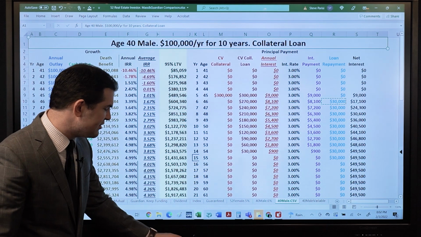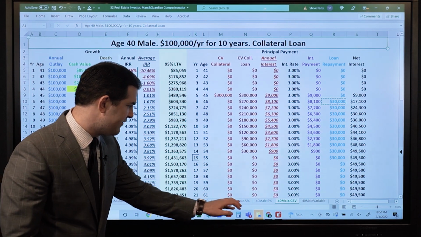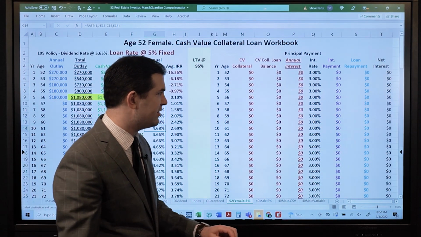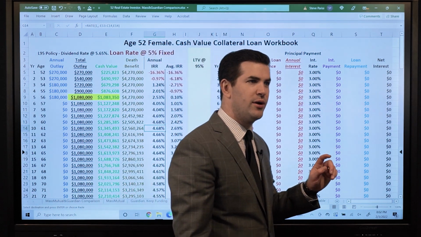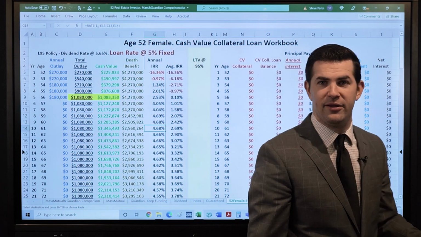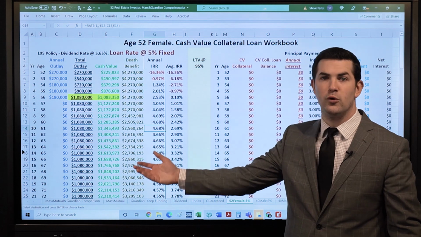Let's look at one more example here of someone we work with that I like very much, who is 52 years old, female, that's using her policy for real estate.